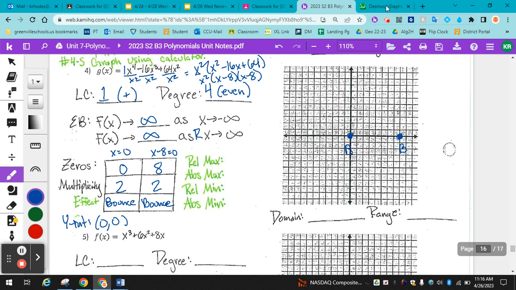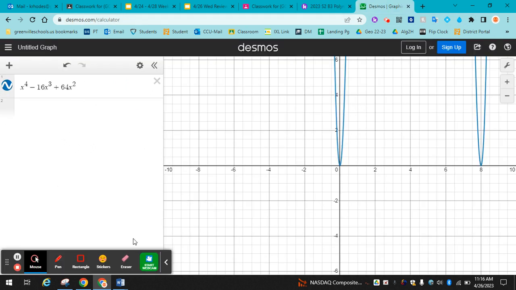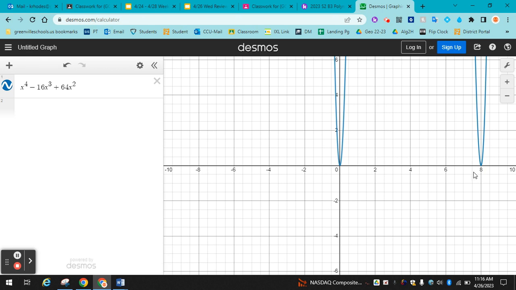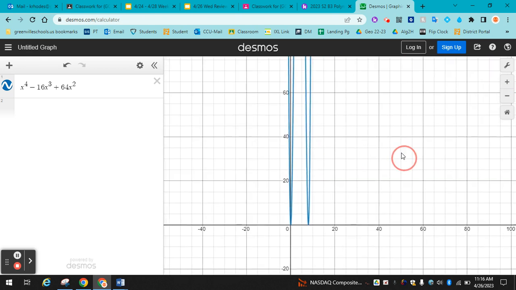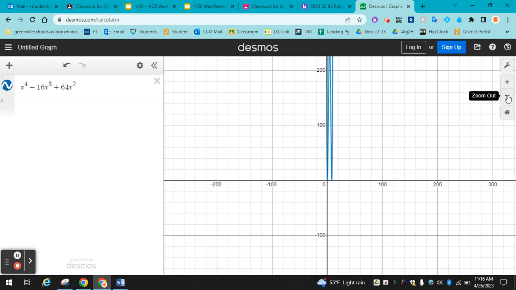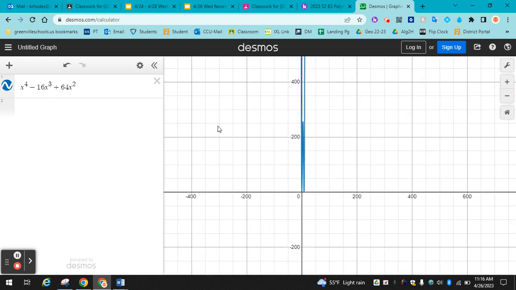So I go over to Desmos and graph it. x to the 4th minus 16x cubed plus 64x squared. I see my zeros. I do see that they bounce, so that's good news. Now let's find that maximum. Relative max and relative mins have to be graphed. Okay, there it is. Now let's zoom in here and here.